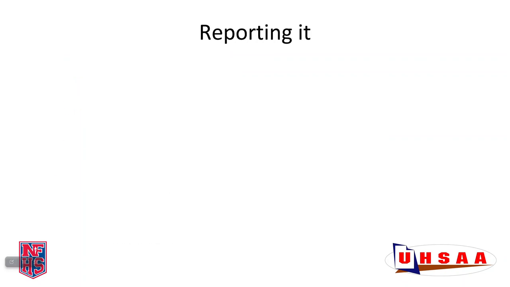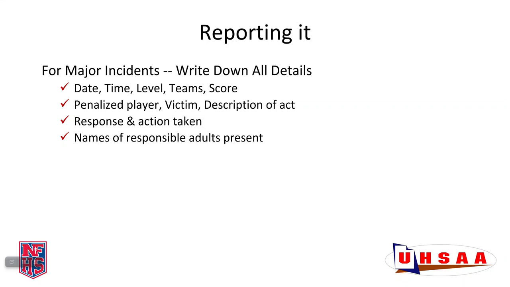But if it does happen and you have a major incident, be sure to write down all details: the date, the time, the level, sophomore, JV, varsity, the teams, the score, who the penalized player was, who the victim was, what happened, the description of the act, your response and the action that you took, and then any names of responsible adults present who either witnessed it or played a role. This could be an athletic director, could be a doctor trainer, could be a police officer, who knows. But if there are other adults present, you should record their names as well in case there's any follow-up required.